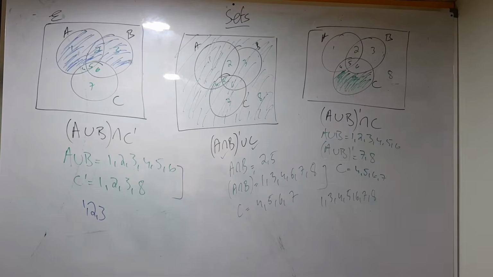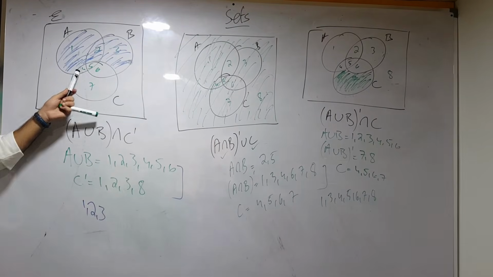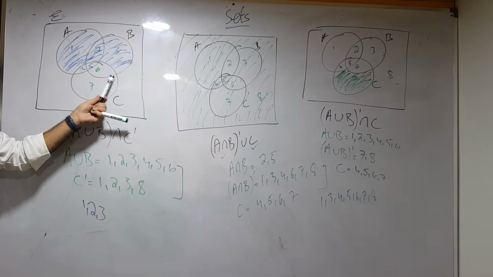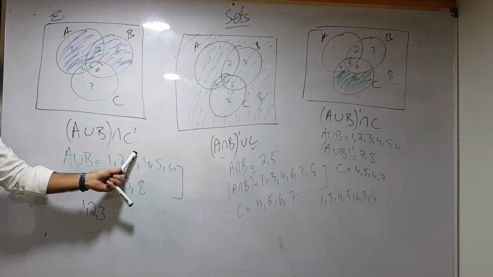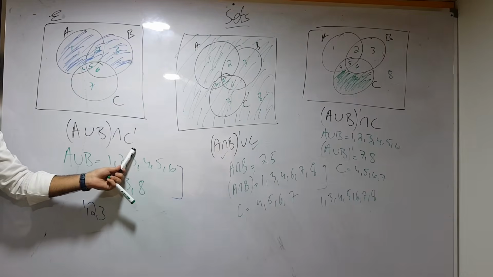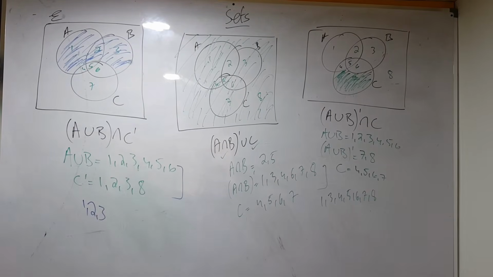Okay, so this makes sense also. What if it was A union B? Then you would have shaded 4 5 6 also. But this region has been excluded. So therefore intersection C complement. ठीक है ना. A यूनियन B इंटरसेक्शन C कॉम्प्लीमेंट.